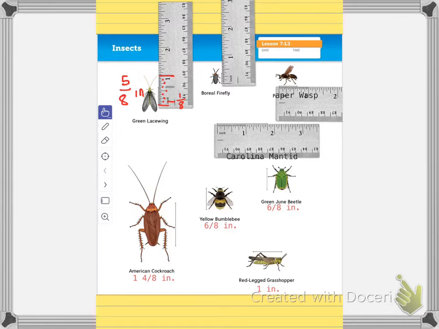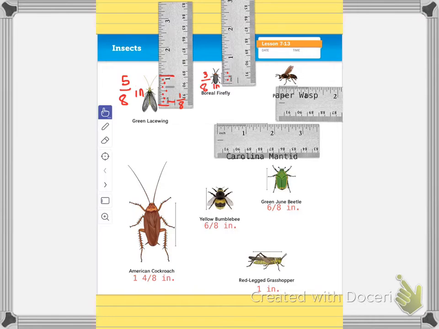Now, for those of you at home, we are on page 264. So if you need to pause this video so you can get your books out, that would be great. But let's go ahead and look at the boreal firefly. Now remember, we're only using these ones as our smallest. Excuse me, I messed up. These ones as our smallest. So those are going to be our eighths. So when we count by those, 1, 2, 3, that means that would be 3/8 inches. So the boreal firefly is 3/8 inches.